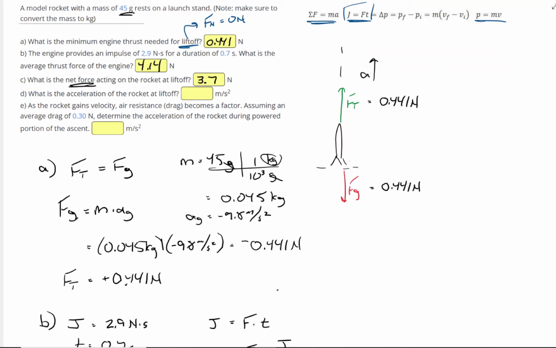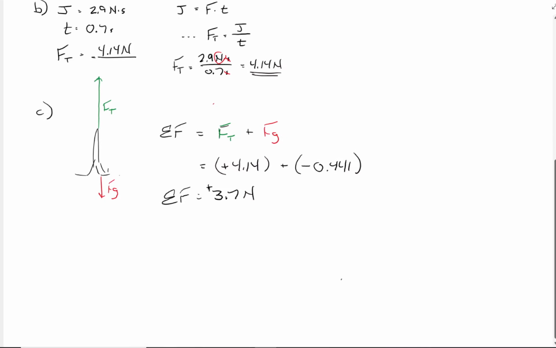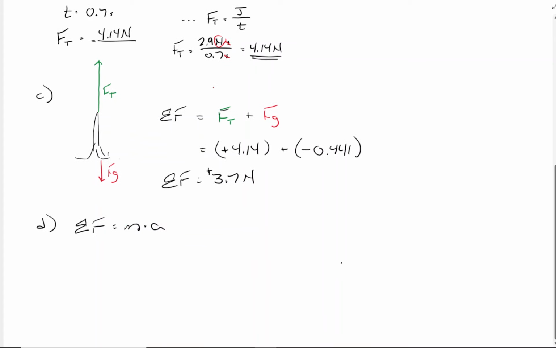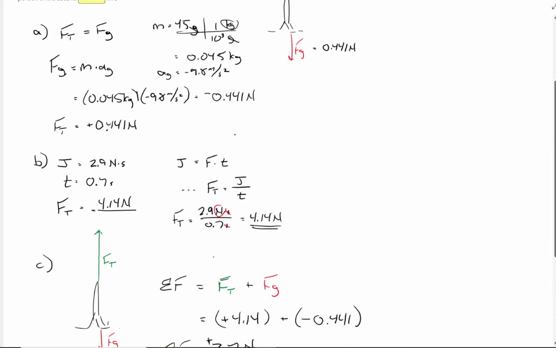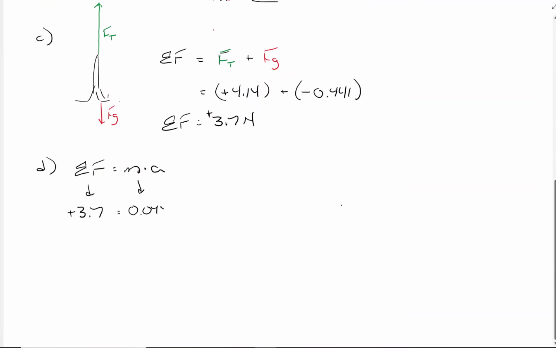So what can we do with that? Well, now we can figure out the acceleration of the rocket at liftoff. If this thing has a net force that's up, we can use that and Newton's second law, which tells you that the net force is what causes the acceleration. And we know that the net force is upward at 3.7 newtons. We know the mass is, from what we found before, 0.045 kilograms. And we can calculate our acceleration.